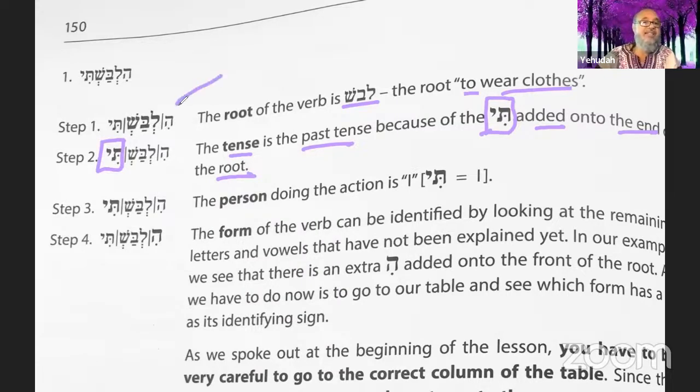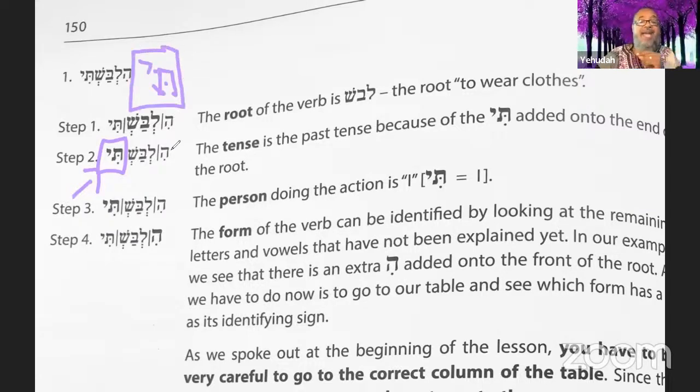Well, you say, I see this letter right here that's in front, so that will kind of throw me off a little bit, because it seems like there's a letter in front of the root. So there's a letter in front and a letter in back. Which one do I go with? Well, because it has this ending, this suffix that's added to the end, they don't add this suffix to a word that is in a future tense. They only add this particular ending, which is that tav and that yod, to something that's in the past, okay?